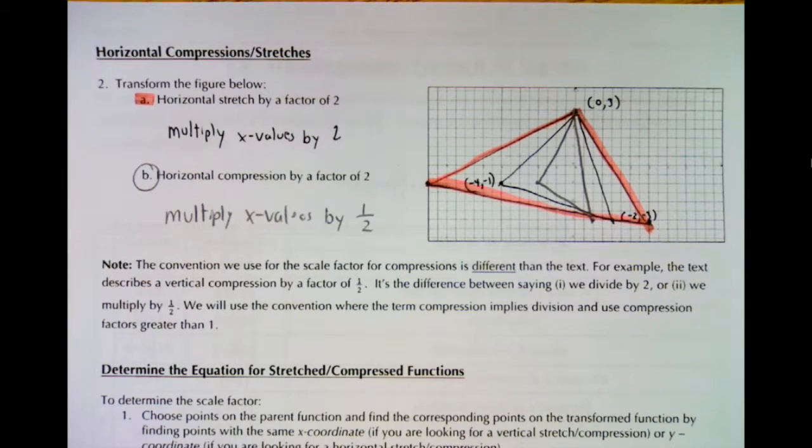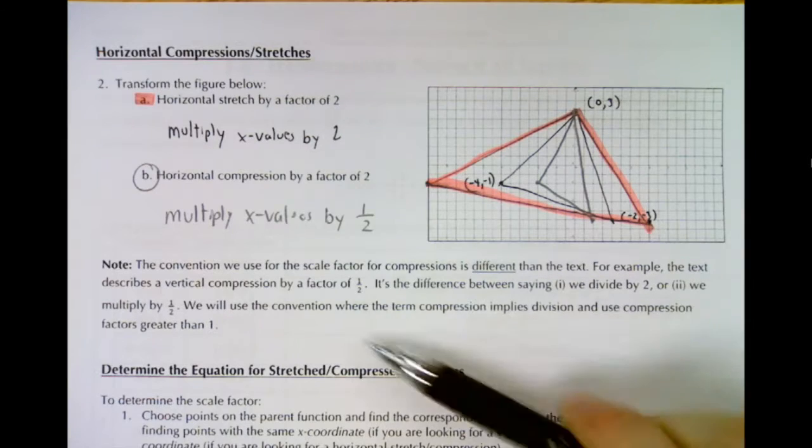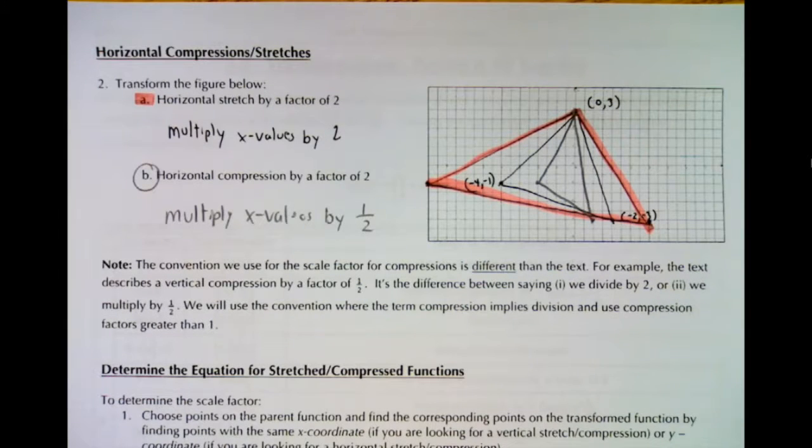All right. So I kind of already described this. Your textbook uses a different convention than we use in the lessons. So when you're checking your answers to these questions, they might just have the reciprocal answer for compressions and stretches. So just be aware that saying multiplied by a half is basically the same thing as saying divide by 2. Writing everything in terms of multiplication makes things easier.